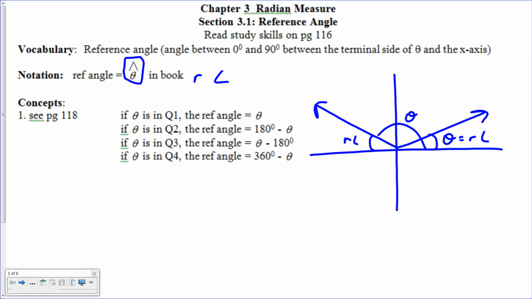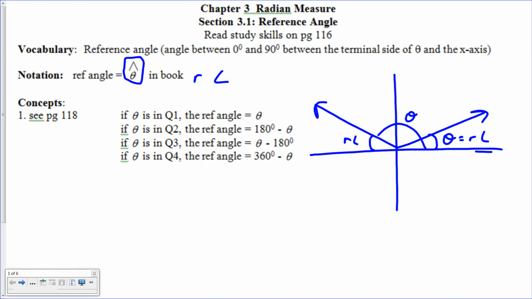Well, how do I determine that reference angle in that second quadrant if I'm given my theta? The way that you get it is to really take 180 degrees and subtract off this angle, and that will give you what the reference angle is. So 180 minus that part gives you the remaining part, which is the reference angle.